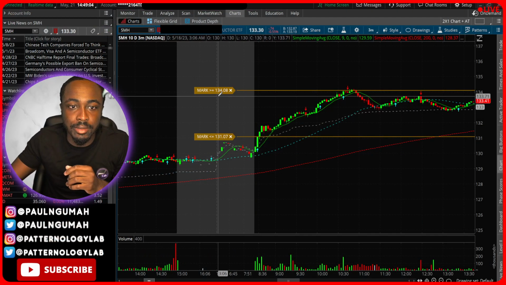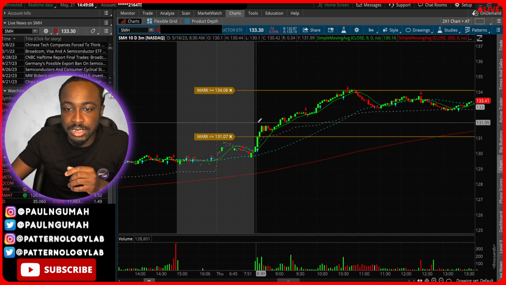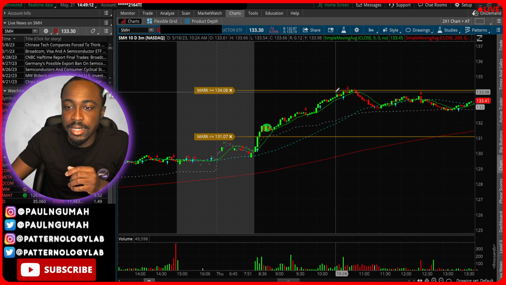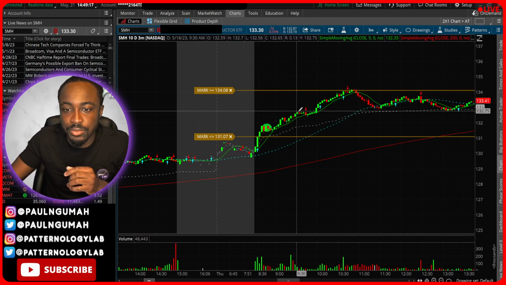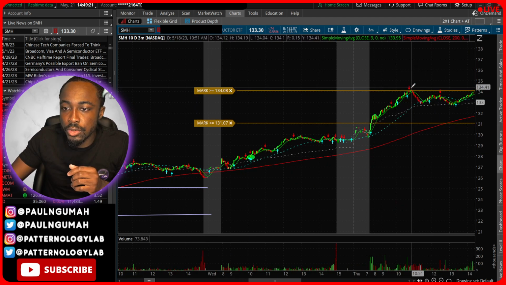Let's go back to SMH. So I ended up getting rid of my contracts when it got close to 132 in this region. I was wrong about the top. It went all the way up to $134, but that's all right though. Again, there is room for improvement.